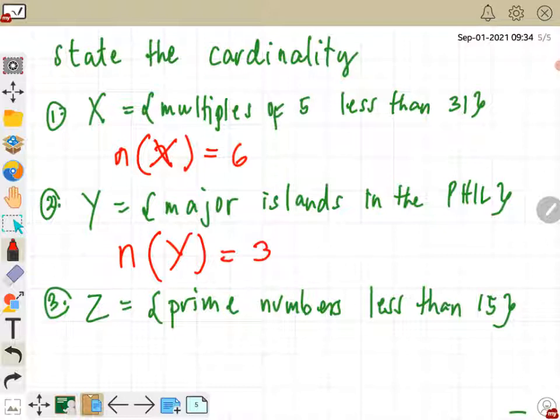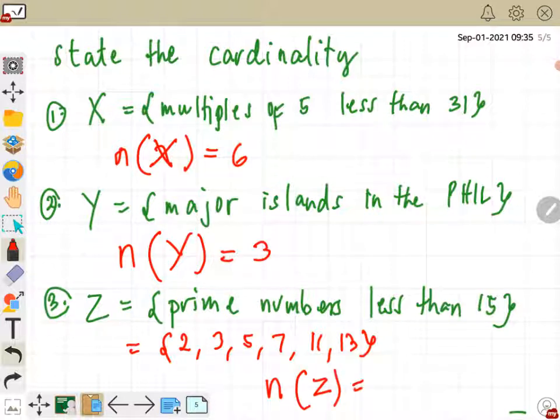So number 3 is Z. Z is the set of all prime numbers less than 15. So if we're going to list that down, the first prime number is 2, and 2 is the only even prime number. So next, followed by 3, followed by 5, followed by 7, followed by 11, followed by 13, and that's it. So there are 6 elements. So we say that the number of elements in Z is simply 6. So that is how we find the cardinality of a finite set.